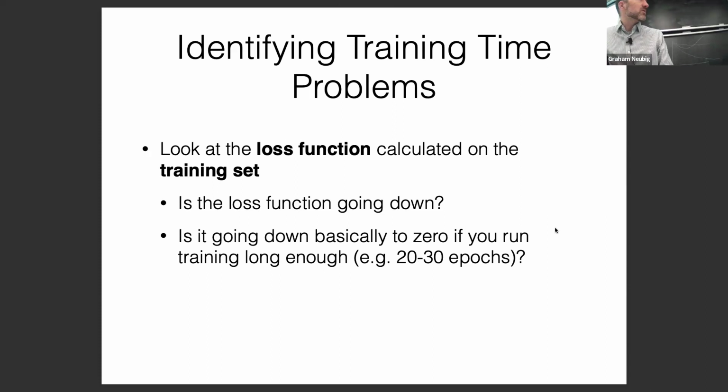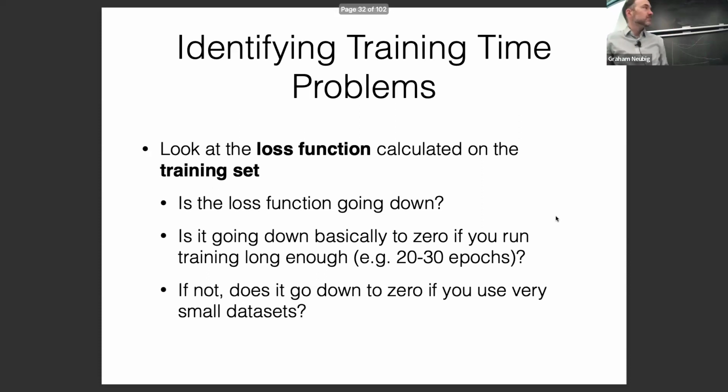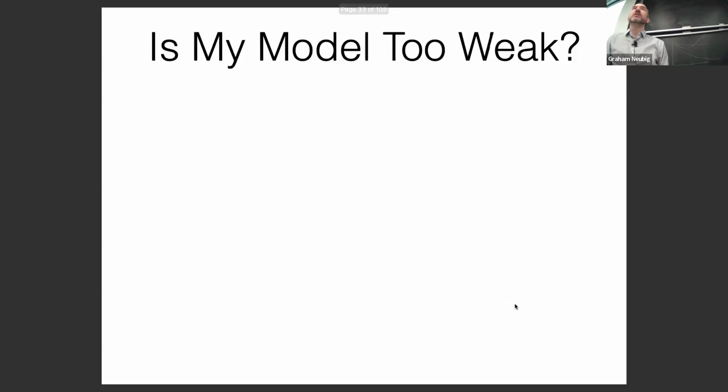Is it going down basically to zero if you run training long enough, for many epochs over your training data? If it's not going down to zero and it's sticking up here, then that's also an issue. And if it's not going down to close to zero on whatever training set you're training on, let's say you make your training set extremely small, at least in that case it should go down to zero. Otherwise, you might have a serious problem in your implementation. So these are good things to check first when you're training a model.